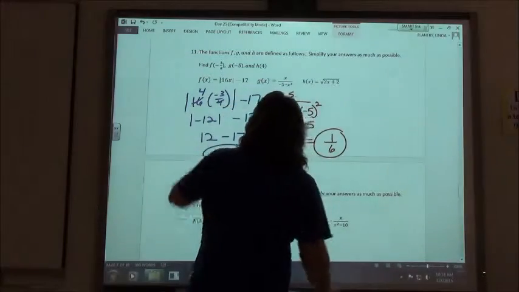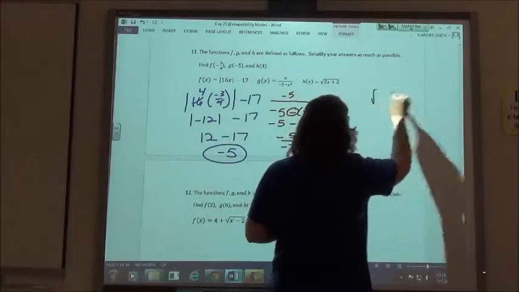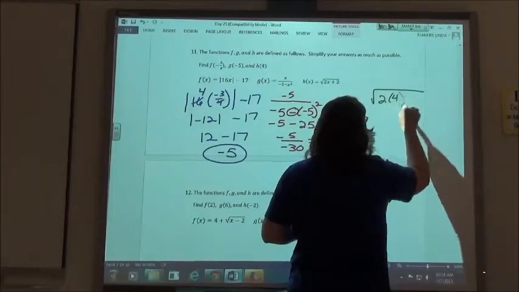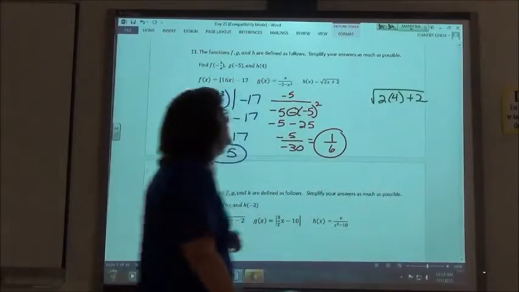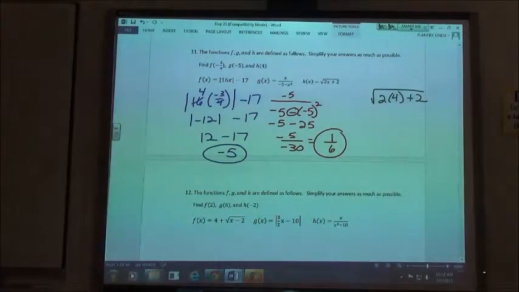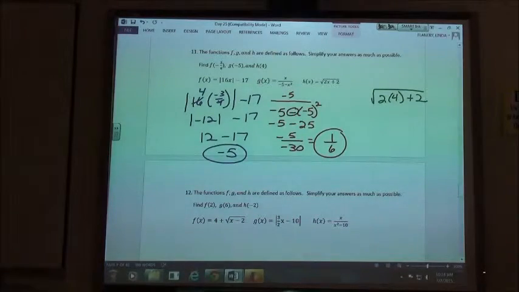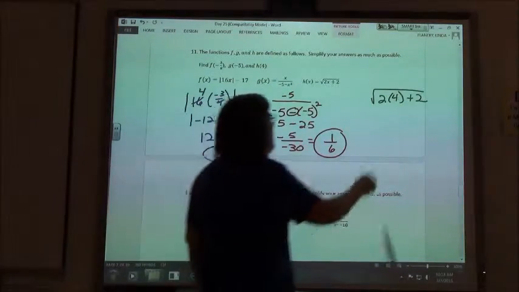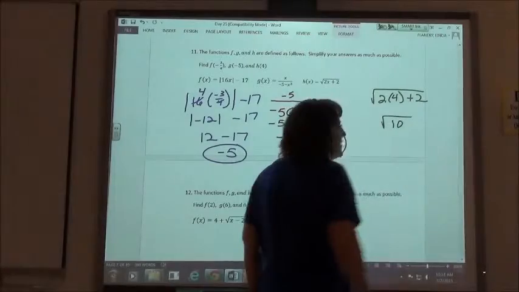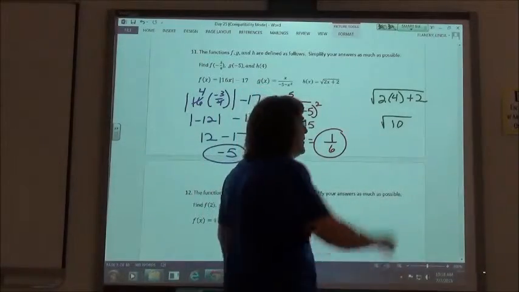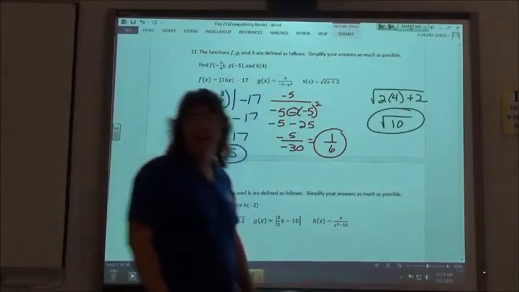And then we want to do h of 4. So we're going to do the square root of 2 times 4 plus 2. So 2 times 4, 8 plus 2, 10. We get the square root of 10. Can I simplify the square root of 10? Nope. That's just going to be my answer then.